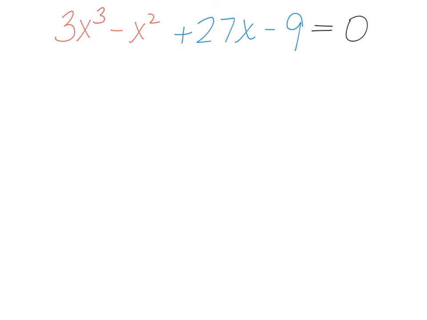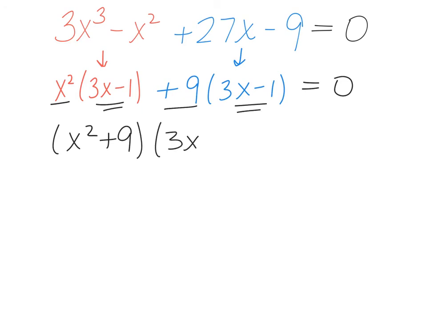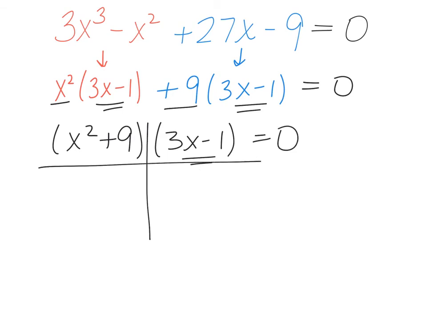All right, so I've written each piece in different colors, and I'm going to factor out the common factor of 3x cubed minus x squared, which is x squared, and I get a 3x minus 1. And then over here, I'm going to factor out a positive 9 and get a 3x minus 1. And my goal is to get the same thing in the parentheses so that I can take it a step further and combine this to be x squared plus 9. And then I just bring those together because they've been factored out as one term. So I'm going to set them each equal to 0 and solve.